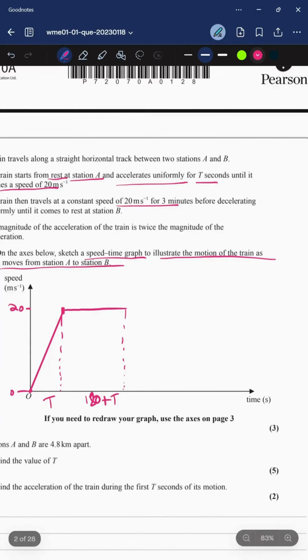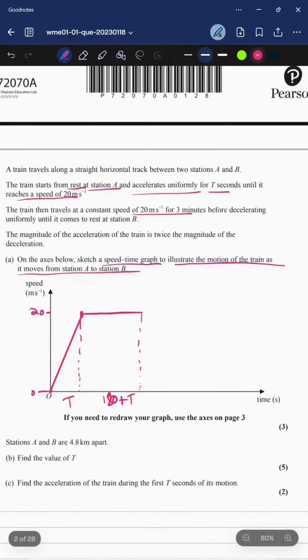And finally, it decelerates and comes to rest at station B. The magnitude of deceleration is half of the magnitude of acceleration. So the magnitude of acceleration is actually twice the magnitude of deceleration, which means the slope of the deceleration would be half in magnitude of the acceleration. So we'll draw a less steep slope.